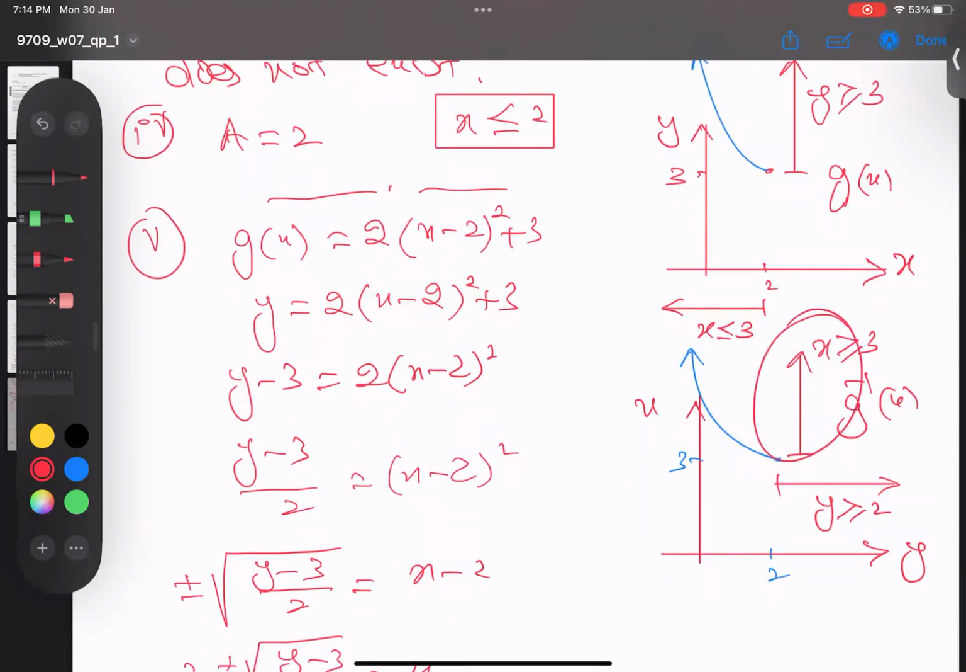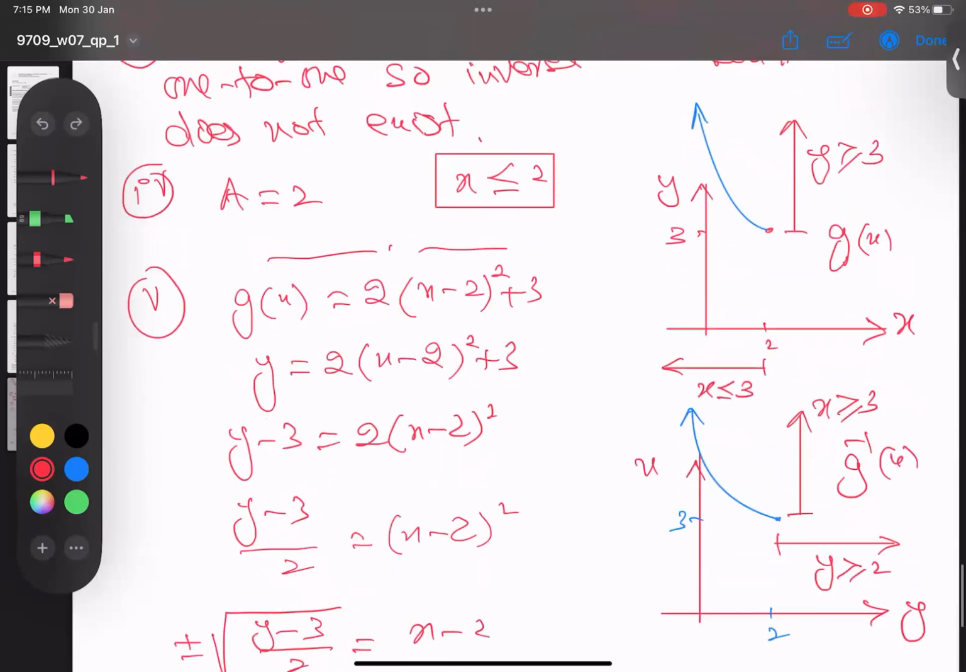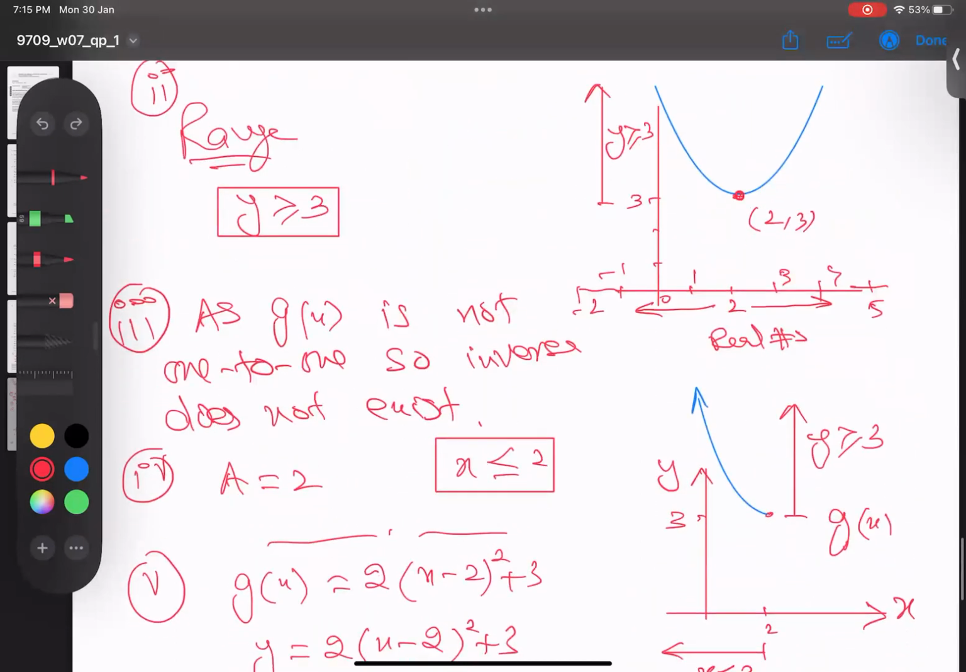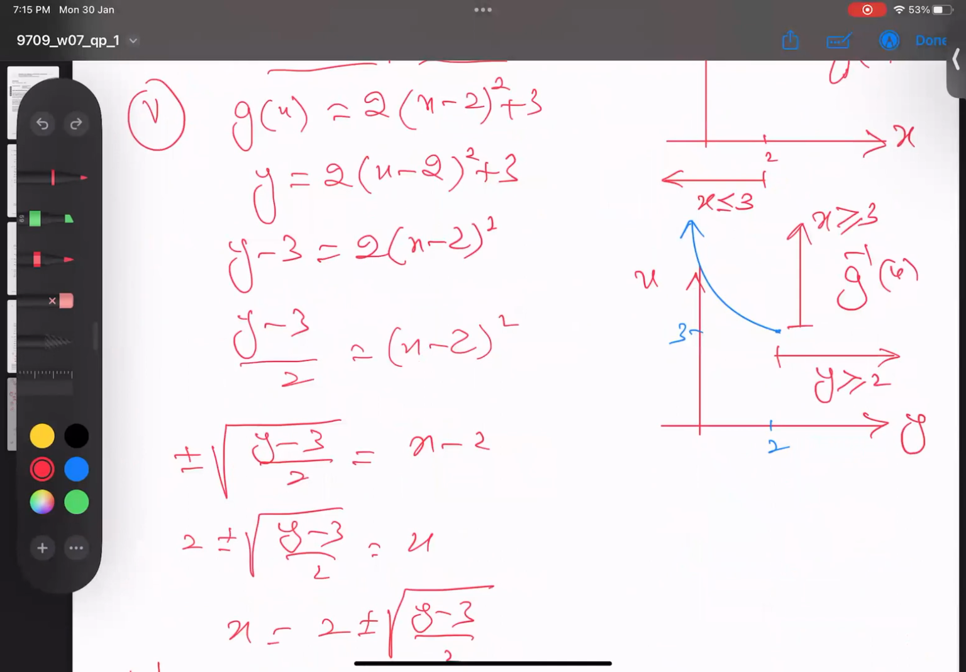So your range is going where? First of all, as you go rightwards, the x value is going upwards. Repeat my words. Wait a minute, please. Let me check. Wait a minute. Point of minima. Yeah, point of minima.